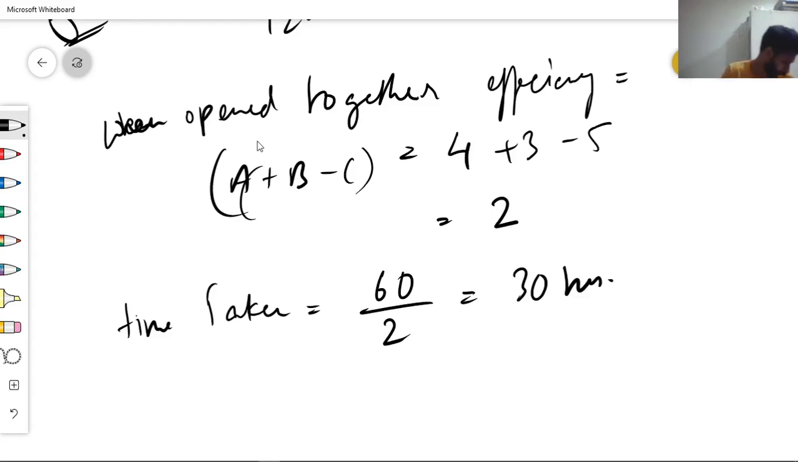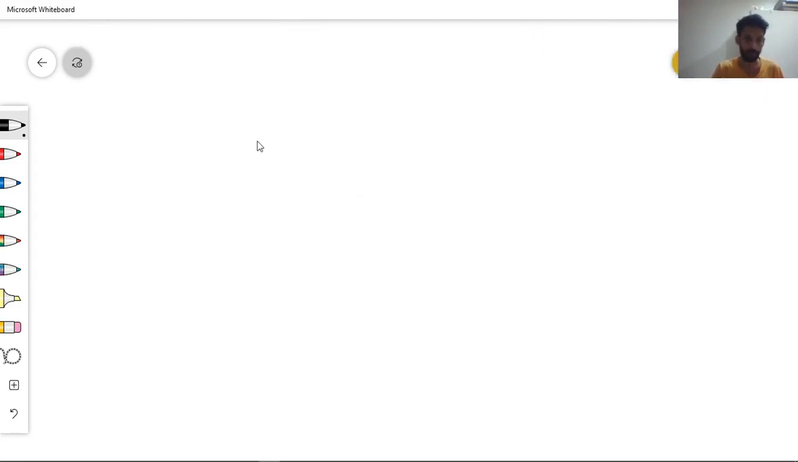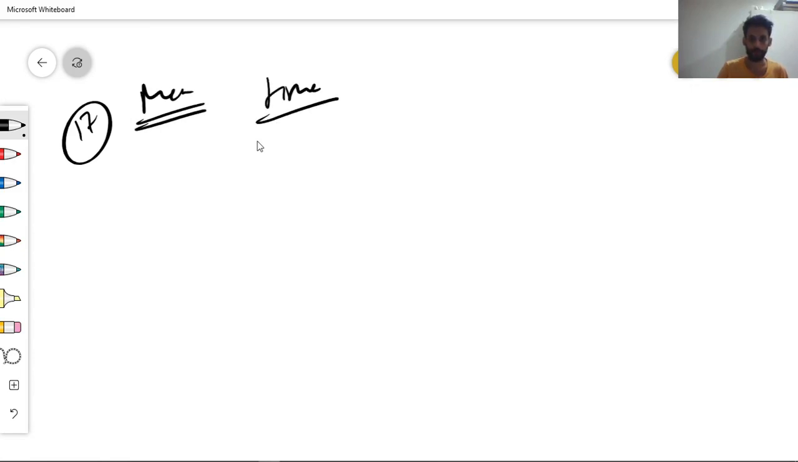Okay, so MCQs, try it, and HOTS. Let's do the HOTS here. Question number 17. So here also same thing, main, time, then main, time, efficiency, and work.